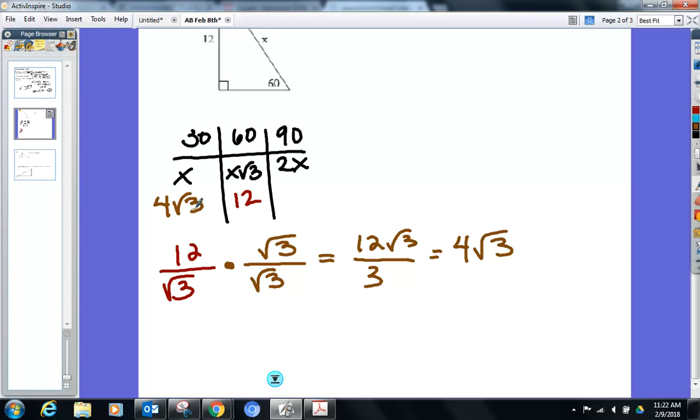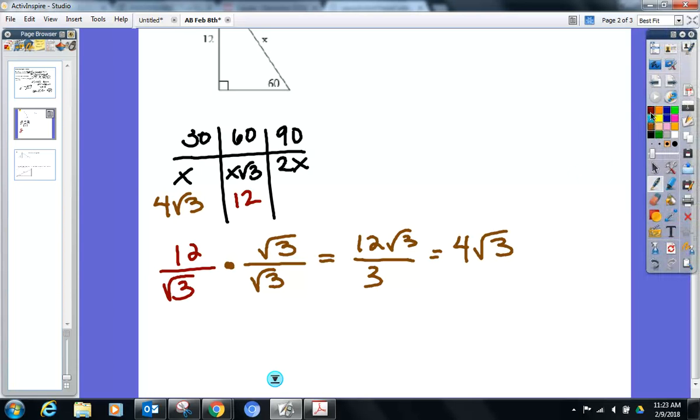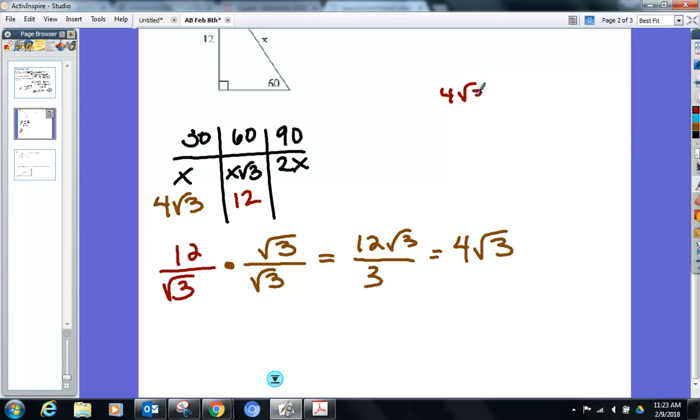That's why we have to multiply it by itself. Don't multiply it by like radical 6 or radical 10. Multiply it by itself. All right, so if that's 4 radical 3, what did you guys tell me to do to get to the side across from 90? Multiply it by 2, so go ahead, 4 radical 3 times 2. 8 radical 3, yep. 4 times 2, 8 radical 3.